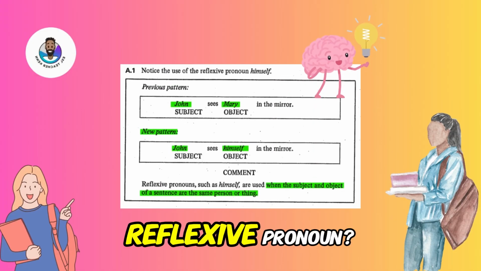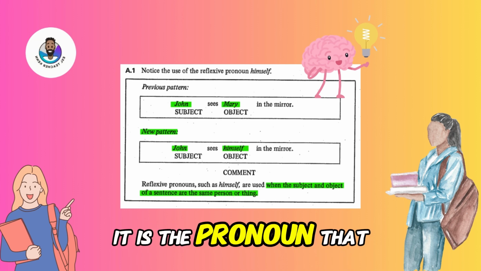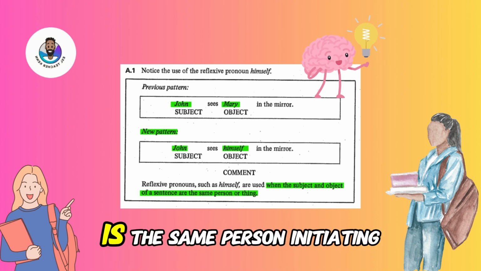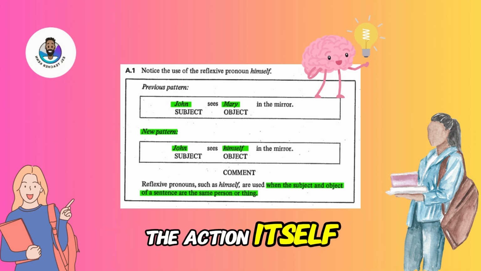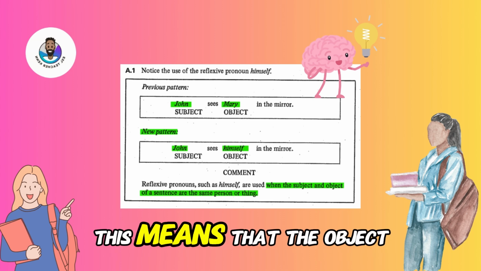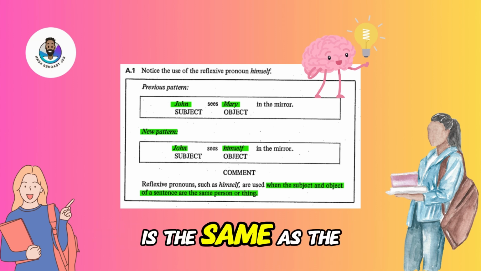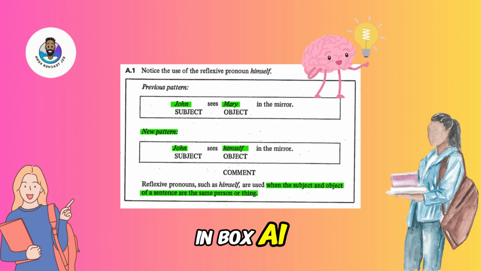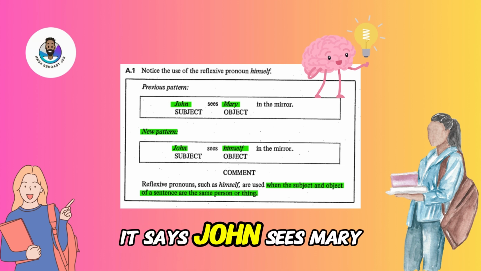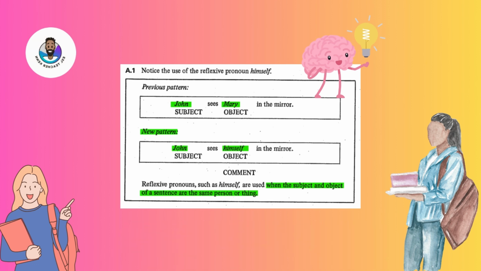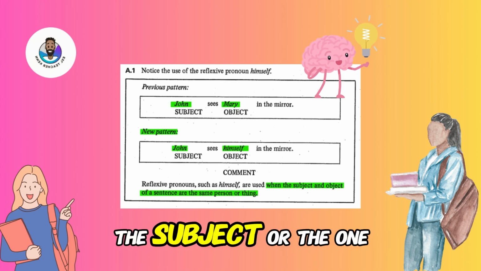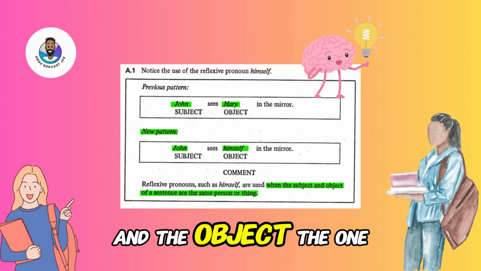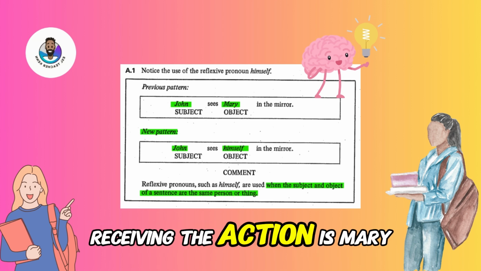So, what is the reflexive pronoun? It is the pronoun that we use when the one receiving or being affected by the action is the same person initiating the action itself. This means that the object is the same as the subject. Look at the first sentence in box A1. It says, John sees Mary in the mirror. In this case, the subject, or the one starting the action, is John, and the object, the one receiving the action, is Mary.